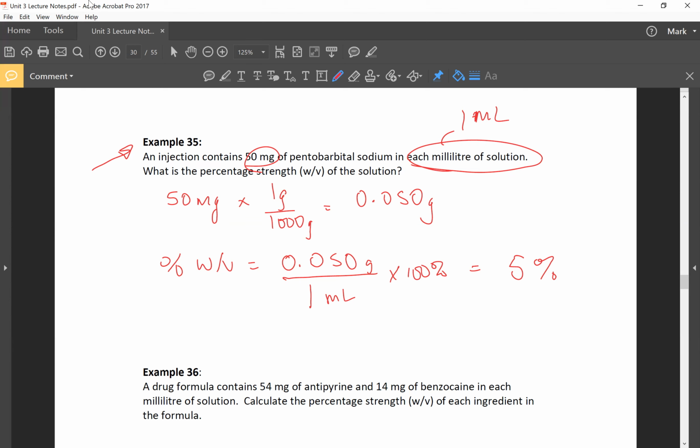Oh, by the way, 50 milligrams per milliliter. This is typically a measurement sometimes you might have heard of in chemistry where we would use parts per million. But anyways, in this case, we're calculating a percent. So we have 50 milligrams in 1 milliliter. I change it to grams. That's it, 5%. Pretty straightforward. Okay.